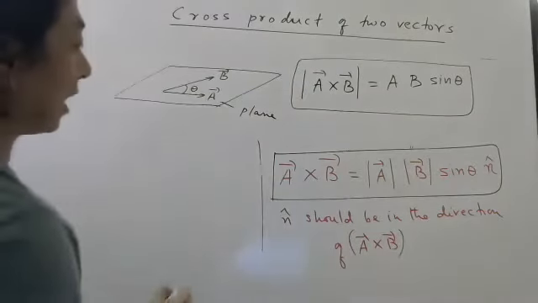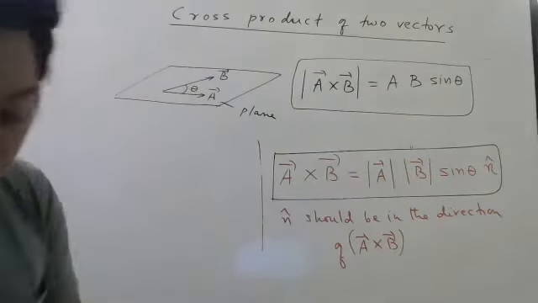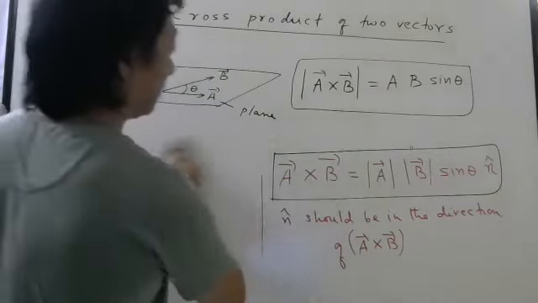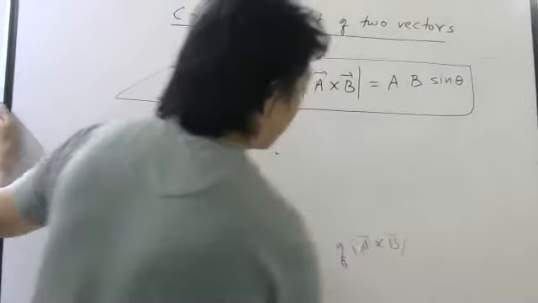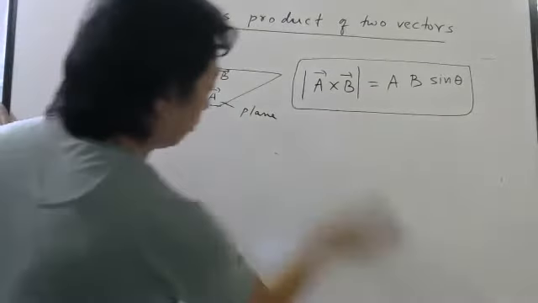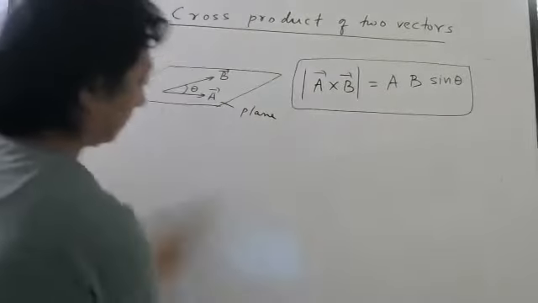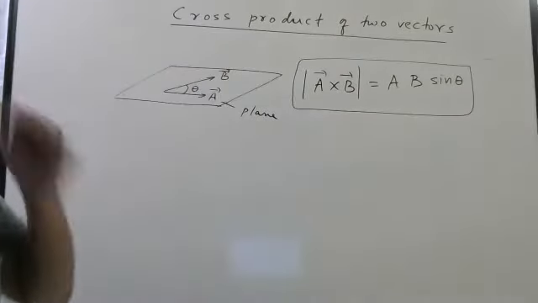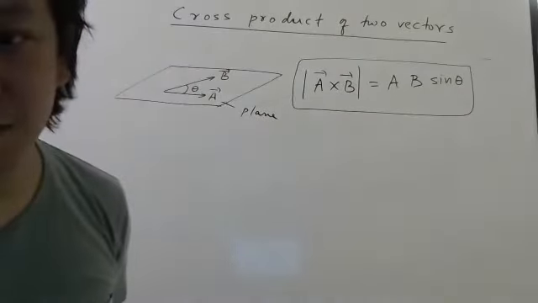Now let us learn how to find the direction of A bar cross B bar. Why is sin theta there? That you will come to know once you see an example. Once you see an example, then only you will come to know. Okay.